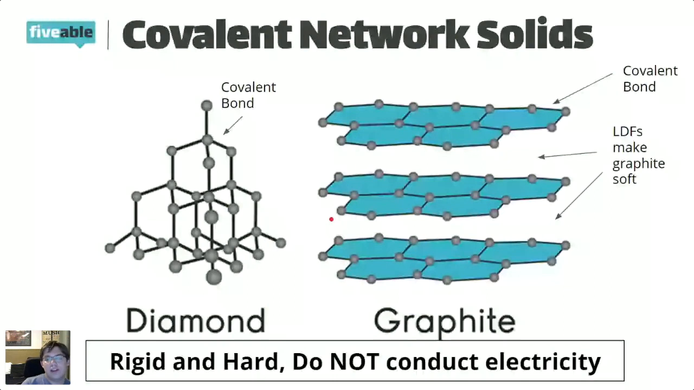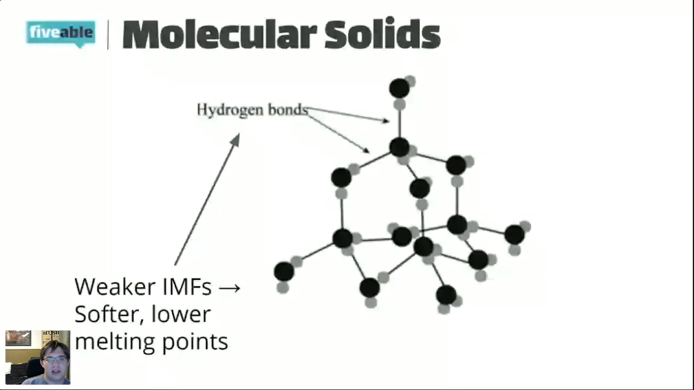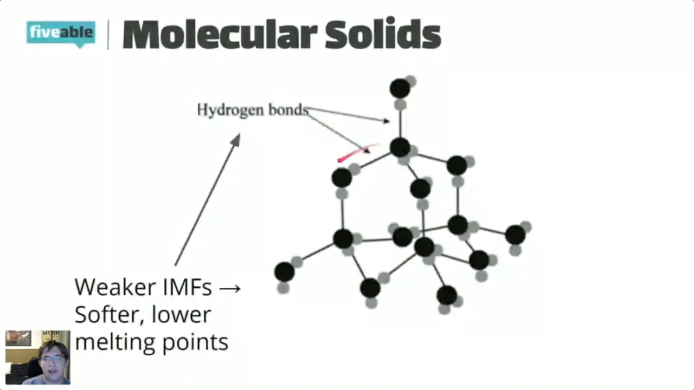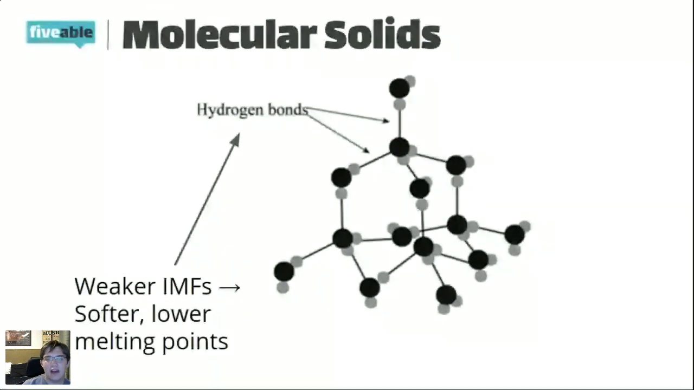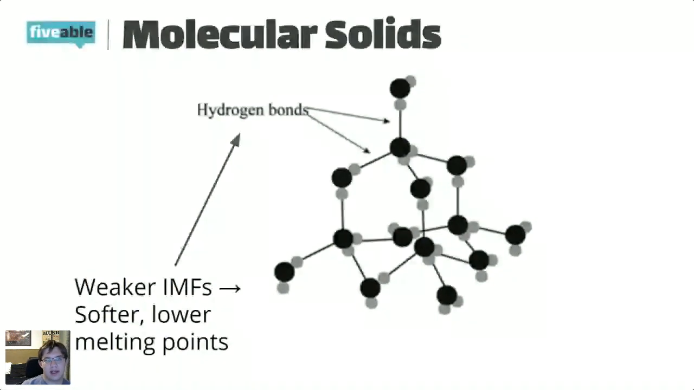All right, so the third type, this picture might look really similar to what we were talking about before. However, with molecular solids, these aren't actually covalent bonds. These lines between these water molecules are actually intermolecular forces, in this case, hydrogen bonds. And so when we're looking at something like solid water, or just ice, we see that the water molecules aren't held together by any sort of bond, any sort of ionic force, but they're held together by weaker intermolecular forces. So these weaker intermolecular forces make it softer, and they give it lower melting points, right?